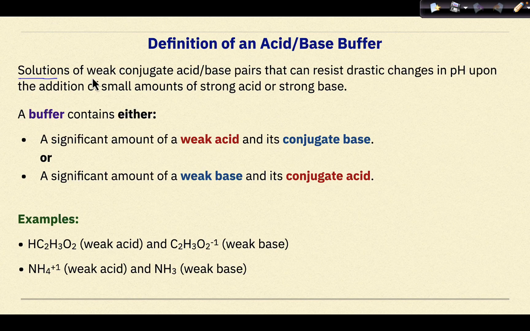Definition of an acid-base buffer. Buffers are solutions of weak conjugate acid-base pairs that can resist drastic changes in pH upon the addition of small amounts of strong acid or strong base. A buffer contains either a significant amount of a weak acid and its conjugate base, or a significant amount of a weak base and its conjugate acid. Examples of some buffers are acetic acid, HC2H3O2, which is a weak acid, and its conjugate base, C2H3O2-1, the acetate ion; ammonium, NH4+1, which is a weak acid, and ammonia, NH3, which is a weak base.